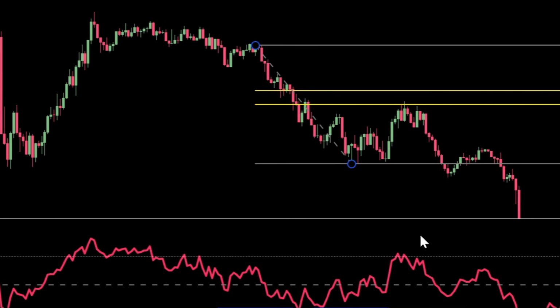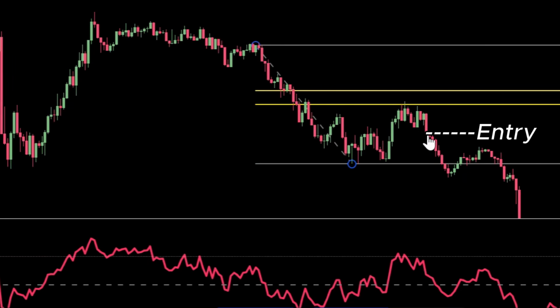Next, check the RSI. It's around 45, which means sellers are in control and the price can still go down. Now check the price action. Here we see a bearish engulfing candle forming. This candle fully covers the previous one, signaling that sellers are ready to push the price down.